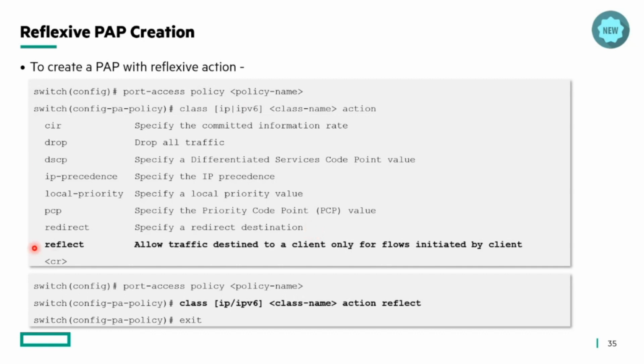The new action is the reflect keyword. That is for the reflect feature. Only when this keyword is enabled, this reflexive policy will come into the picture, and it is by default the permit flow. So once you create a class, you can associate that class to the policy with action as reflect.